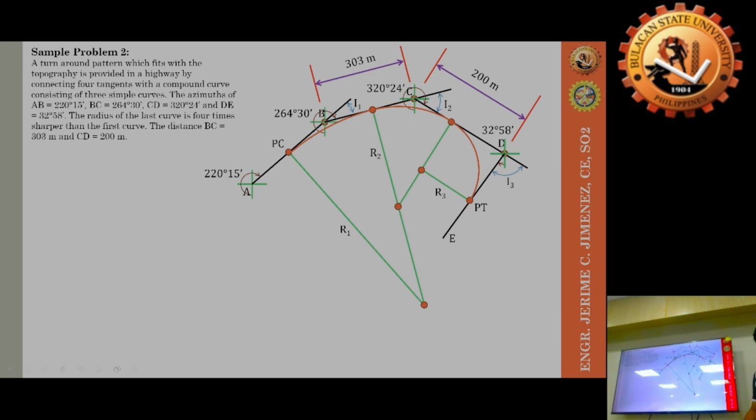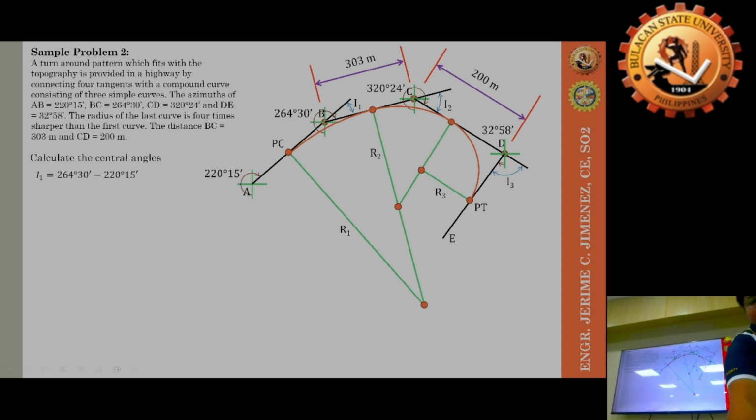Okay? So, we calculate first the central angles. Di ba sabi ko dito, 2 minus from? Ganun lang din, maliban sa I3. So later on na. Kunin muna natin si I sub 1. 264 degrees 30 minutes minus 220 degrees 15 minutes. What is I sub 1?